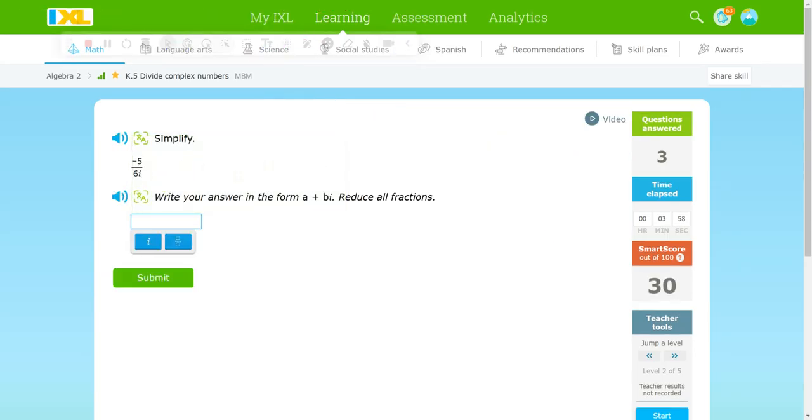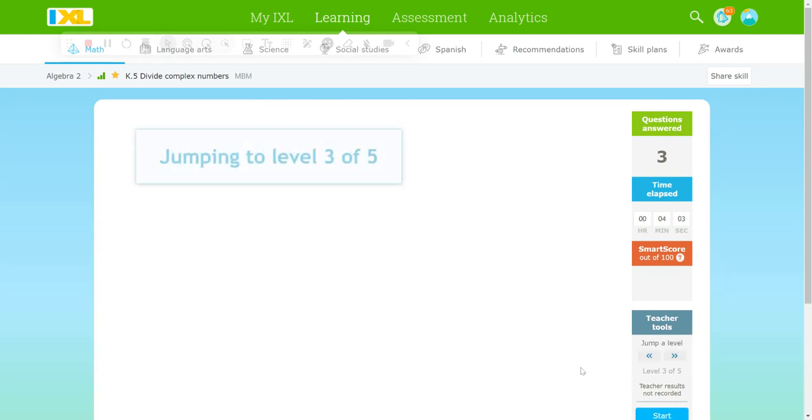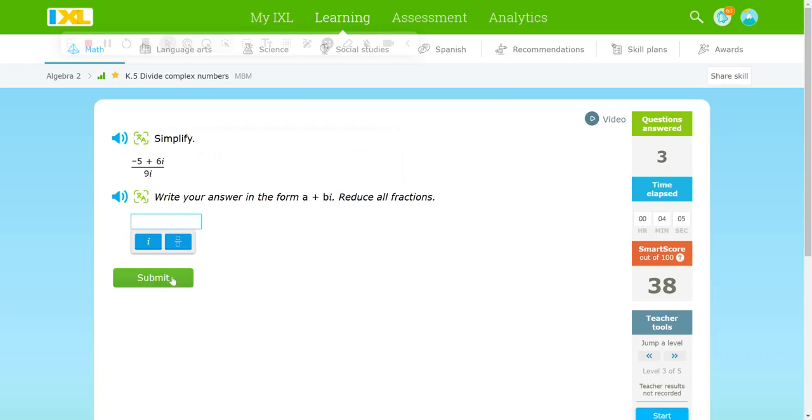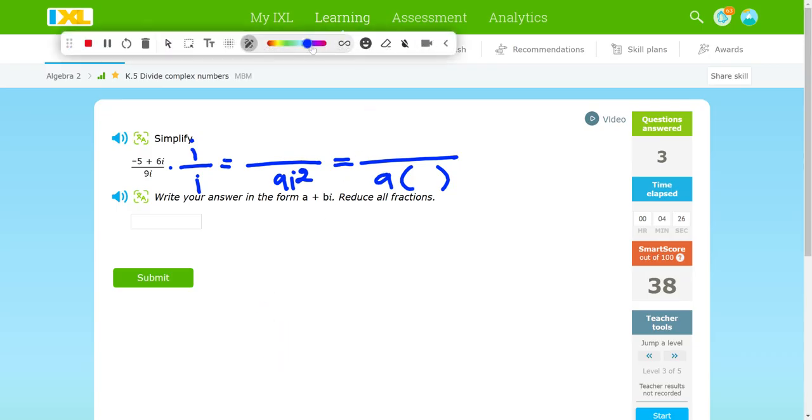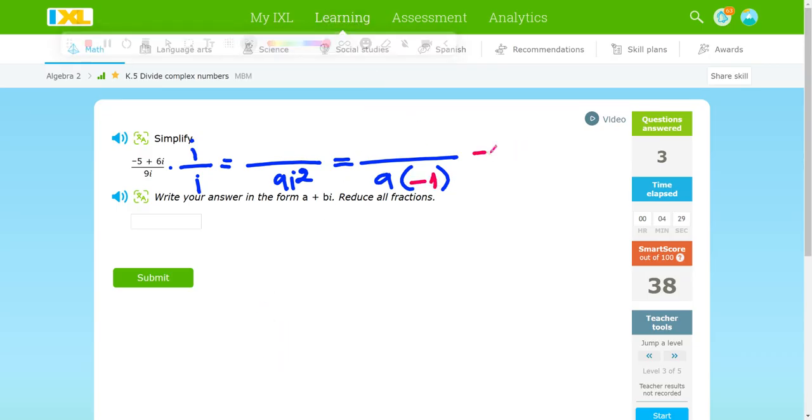Okay. Let's do it one more time. Let's do the next level. Okay, so here's your next level. I do the same thing. I don't want the I in the denominator, so I multiply in the denominator and the numerator. Okay, so let's take care of the denominator first. 9I times I become 9I square. Okay, but I square, I substitute for -1. Okay, so the denominator become -9.